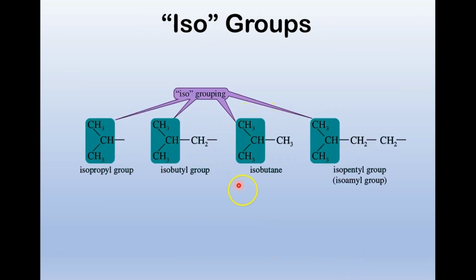Iso groups. We don't normally use these a lot, but here are two alkyl groups. Isopropyl gets used quite a bit. Isobutyl you can use as well. We're going to see this thing called a complex substituent here in a second.